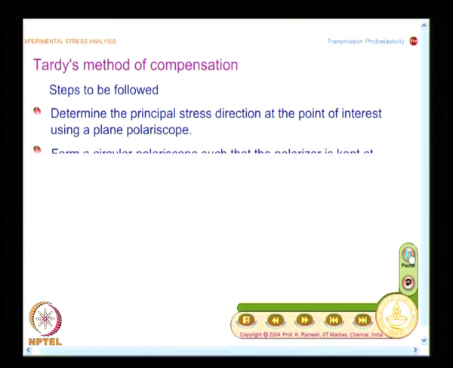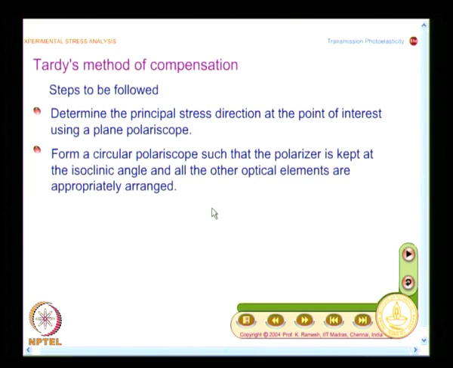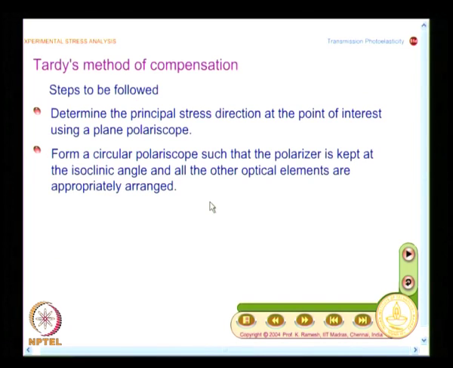And what I am going to look at is, we have also said one can find out compensation not by having an external element, but by simply handling the analyzer. This is known as Tardy's method of compensation, and I am going to only list out the steps today, and we will see the mathematical development later.